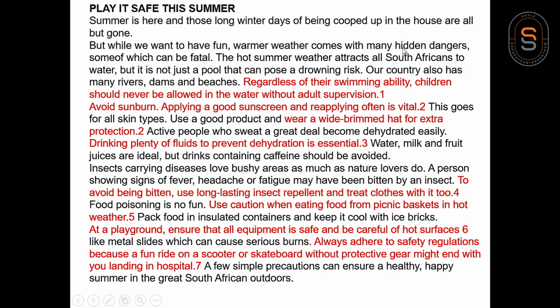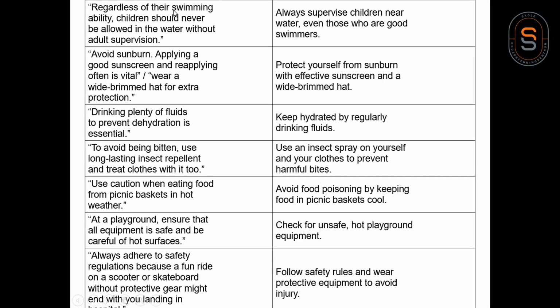Now I did my first part. I highlighted and numbered my facts in the passage. Now I am dividing my page into 2 parts, 1 for my quotation and 1 for my own words. So, regardless of their swimming ability, children should never be allowed in the water without adult supervision. I rewrite it in my own words: always supervise children near water, even those who are good swimmers. You will receive the mark for the first part as well. Always supervise children near water.